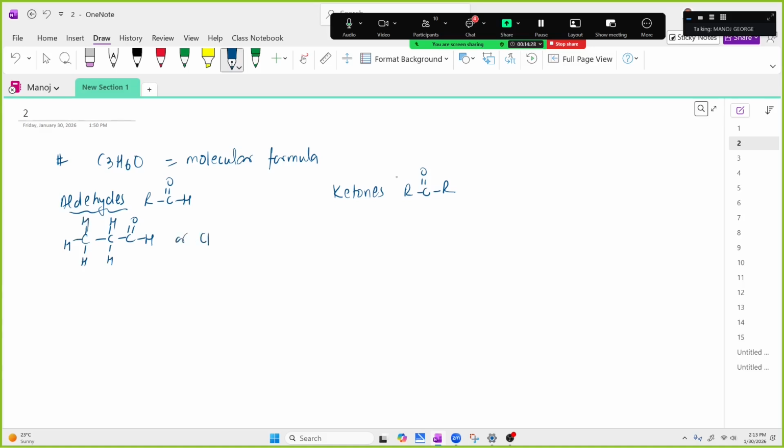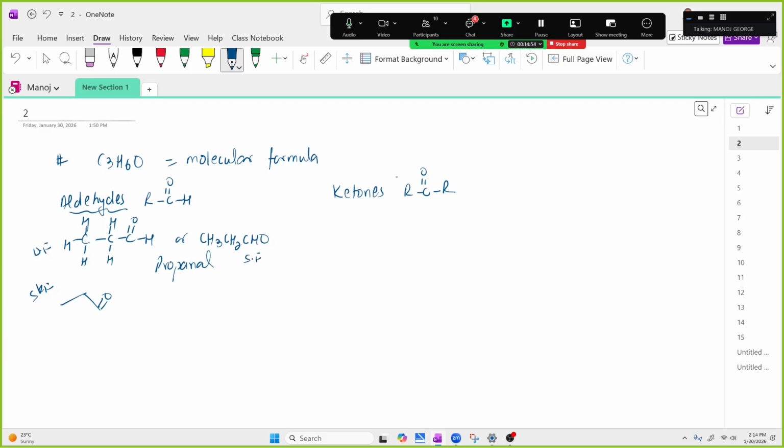I can write this as CH3CH2CHO. So this is called propanal, correct? And you might also remember the SKF. So if I draw the SKF, it is going to look like this. This is the SKF, correct? So this is the SKF, this is the display formula, and this is the structural formula of propanal.